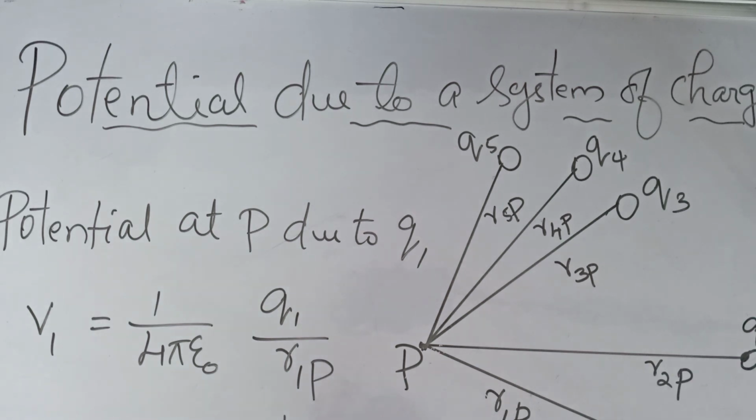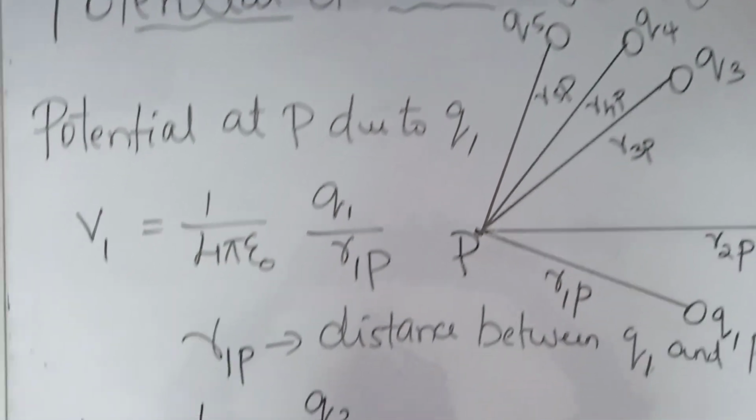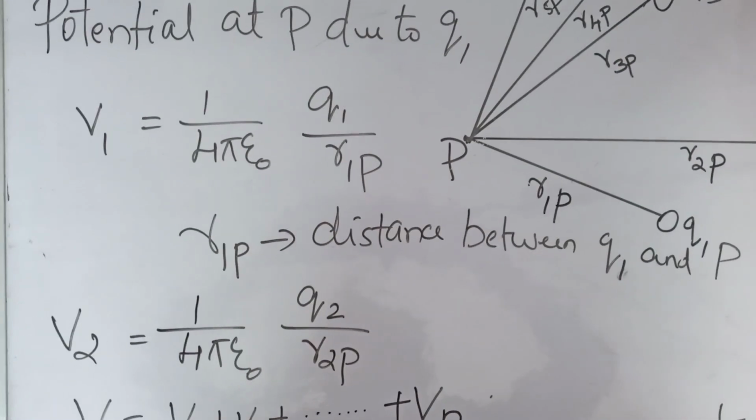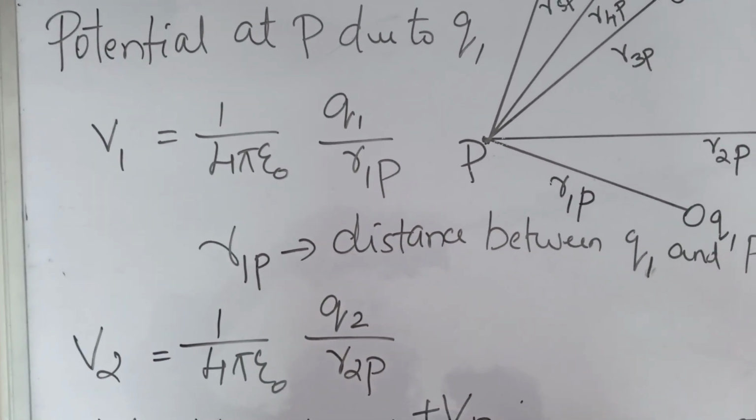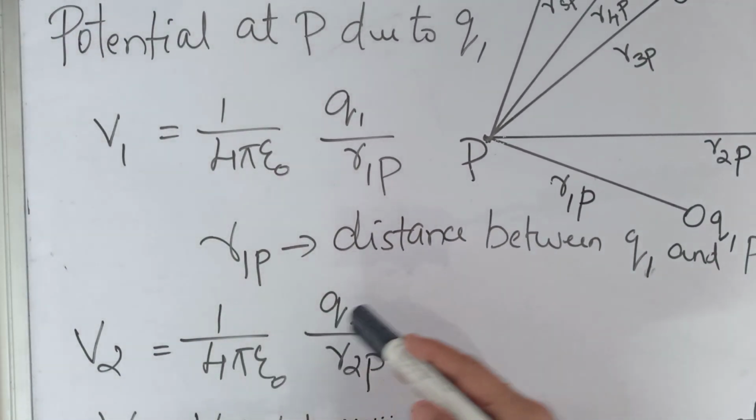First of all we will calculate the electric potential at P due to charge Q1. What will be the equation for electric potential at P due to Q1? V1 will be equal to 1 by 4 pi epsilon 0 Q1 by R1P, where R1P is the distance between Q1 and P. In a similar way we have to find V2, V3, V4, etc. up to Vn.